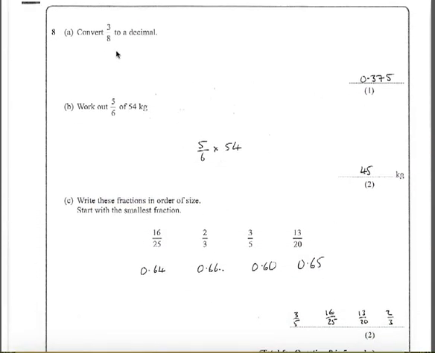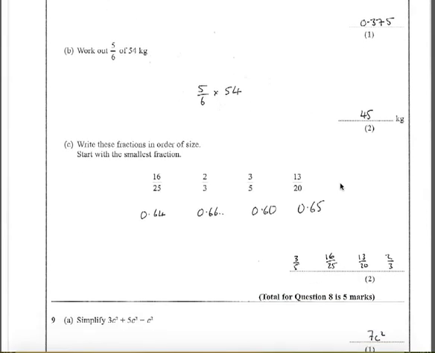Type 3/8 into your calculator. Work out 5/6 of, is always times. 5/6 times 54, and it's 45 kilograms. Now there were lots of mistakes made here. People typed in 2/3 and didn't see the dot on top of it on their calculator. It's not 0.6, it's 0.6 with a dot on top, which means 0.6 recurring.